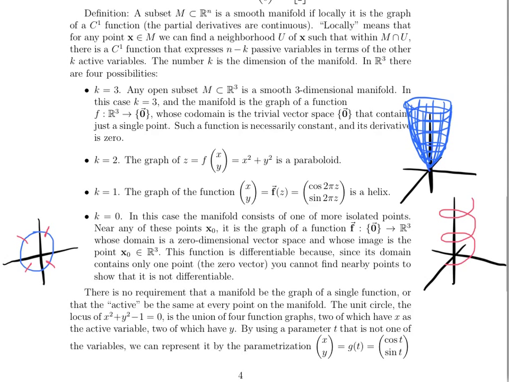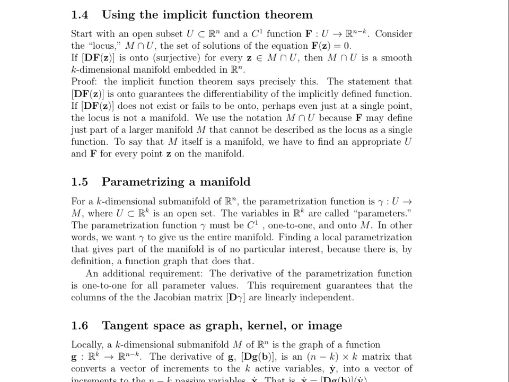Let's take a look at actually putting the implicit function theorem to work on a manifold. All right. What do we have here? Well, we have this open subset U of Rn. We have a C1 function f, with continuous partial derivatives, that maps from this open subset to Rn minus k. We consider the locus, which is in the intersection between M, the manifold, and U, the open subset. The locus is the set of solutions of the equation f of z equals 0, right? F of anything equals 0. That's the constraint. That's what's telling you this is the relationship of the points on this manifold.